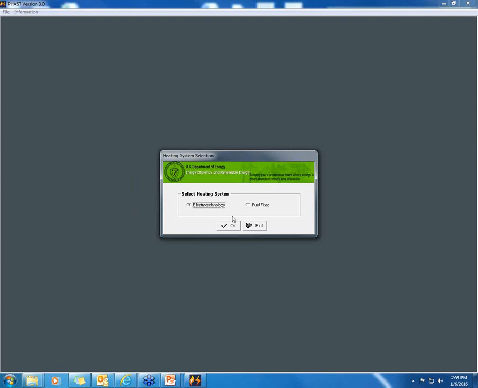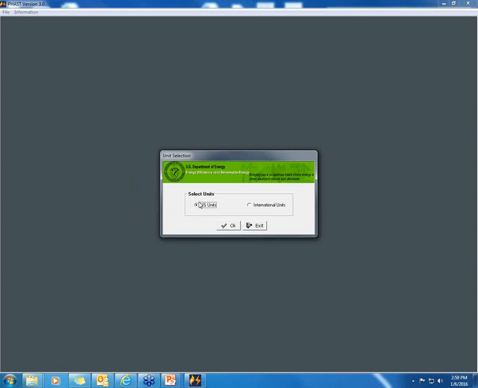So electrotechnology is basically electric arc furnace, infrared, induction melting furnaces. Whatever electrotechnologies are there, those are covered under the electrotechnology section of the FAST tool. And then fuel-fired furnaces, like reheat furnace, wherever you are using natural gas or fuel oil or coal, basically go with fuel-fired furnace. You click OK.